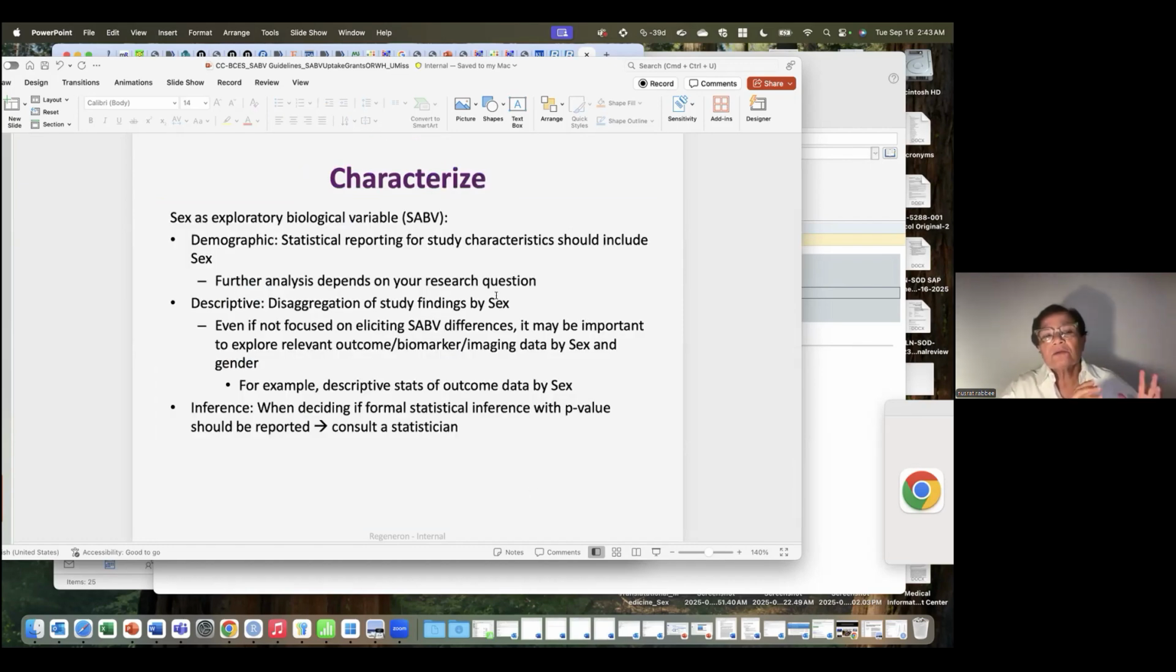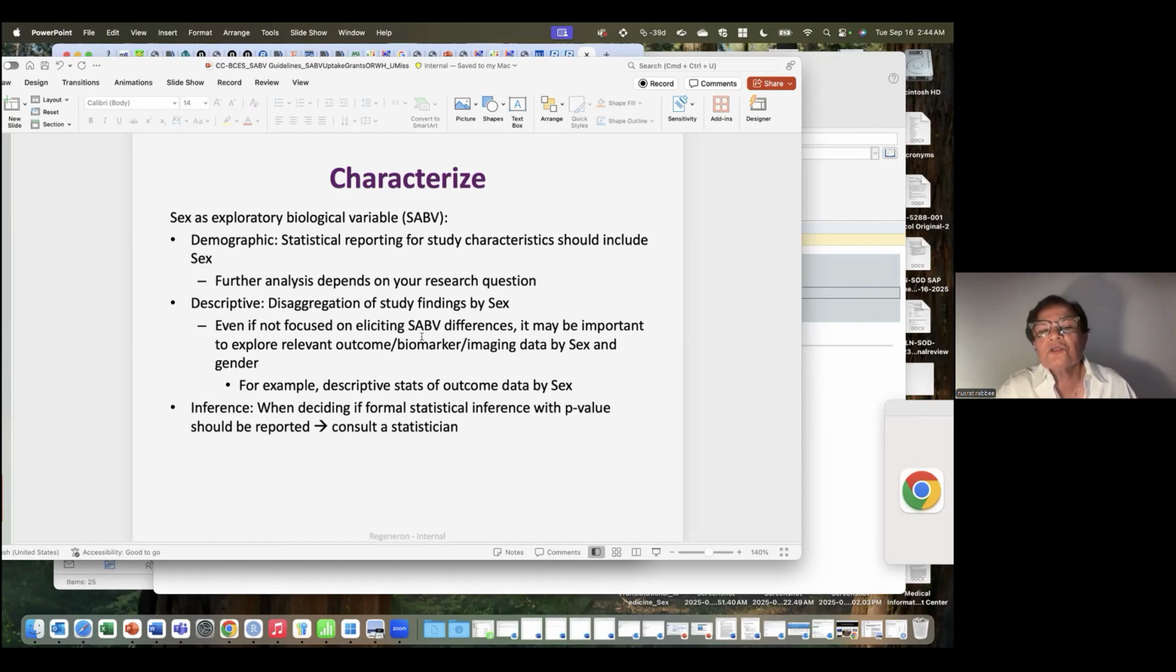So now let's talk about sex as exploratory, which is 90% of where people are. The first and most common way to look at it is demographic. Who was in your study? You should report sex by race. It's an FDA mandate, actually. Then you can do a descriptive study. And up to here is what NIH mandated. You must disaggregate your study finding, which could be a treatment effect, for example, by sex. You don't have to give any inference, any p-values, but just tabulate it.